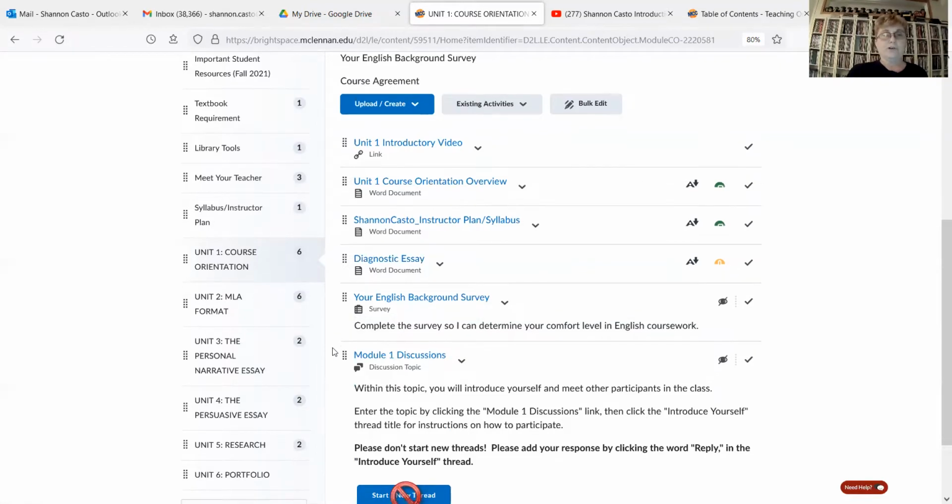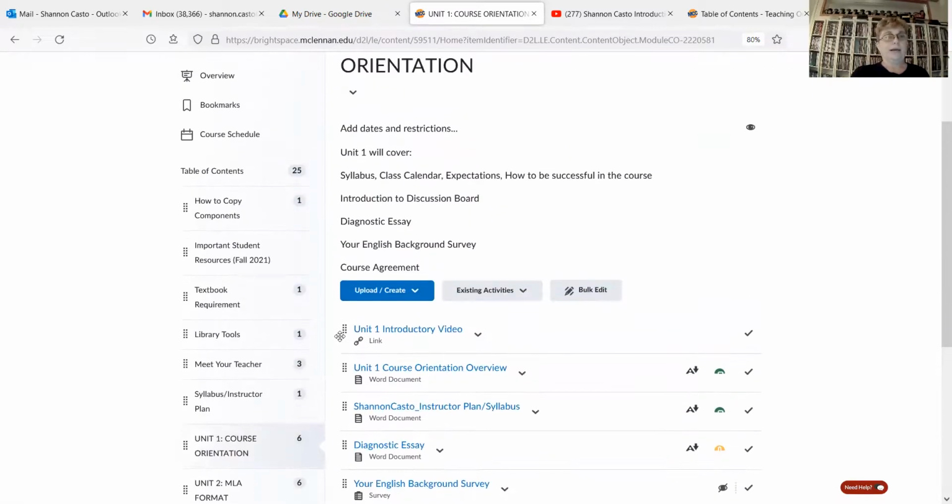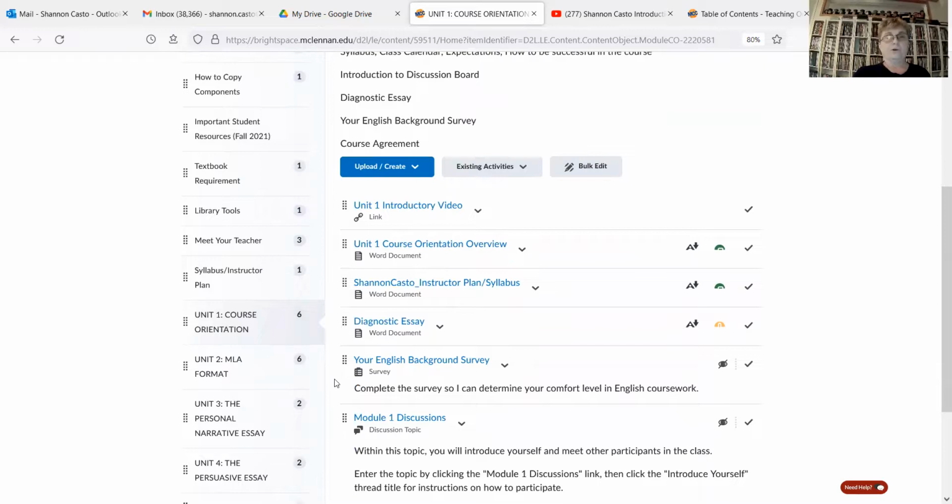Then we have our first discussion board. I have the instructions because I really liked how you had this in this class to explain to not start a new thread. So I put that, but this is an introduction to not only discussion board, but to each other. So they will introduce themselves in an entry, and then they'll respond to 2 classmates. And so it tells them exactly how. And okay, so that's the stuff for Unit 1.